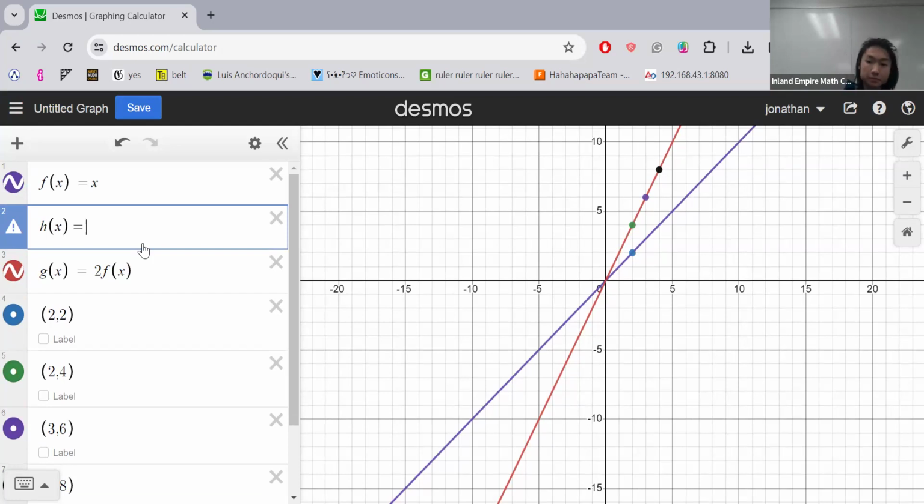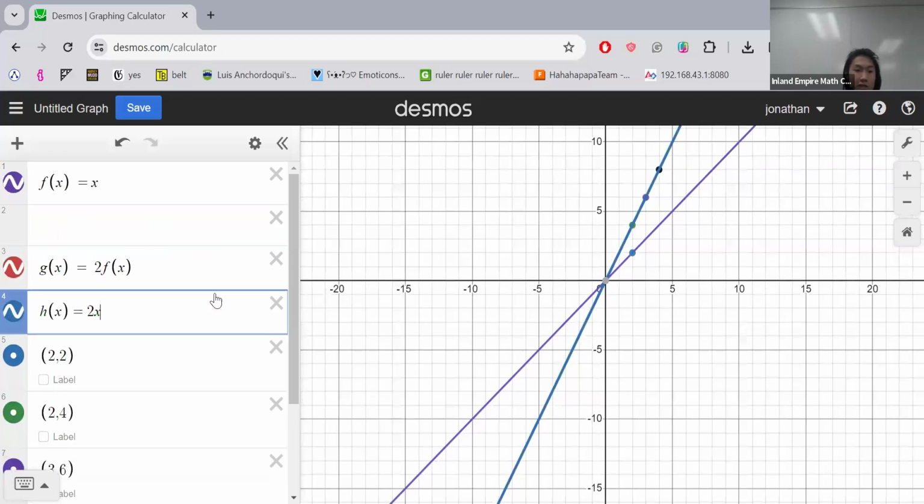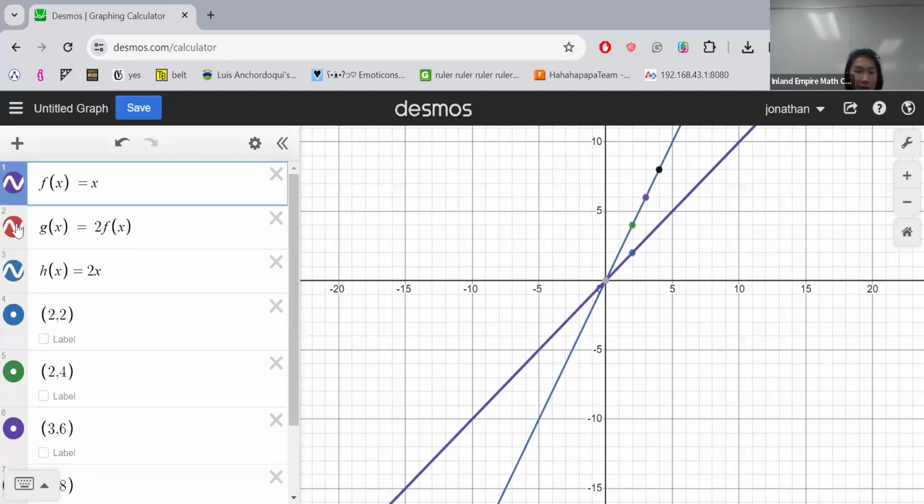Any ideas? It's going to be 2x, right? So we give it an input of x, it's going to double it, which is going to be x multiplied by 2. So here you can see that these two are the same thing. If I hide the red line, you sort of see that these are the same lines.